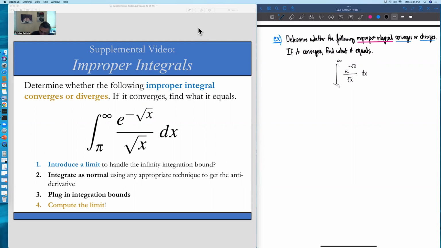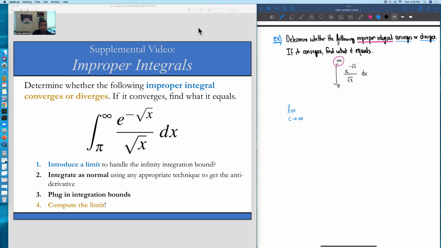We have this improper integral from pi to infinity of e to the minus square root of x all over square root of x, integrating with respect to x. And in this problem, this infinity as the upper bound of integration is what's causing this integral to be quote unquote improper. So because of this, we're going to introduce a limit to help us out with this infinity integration bound.